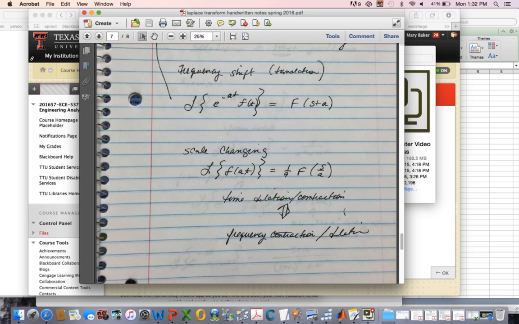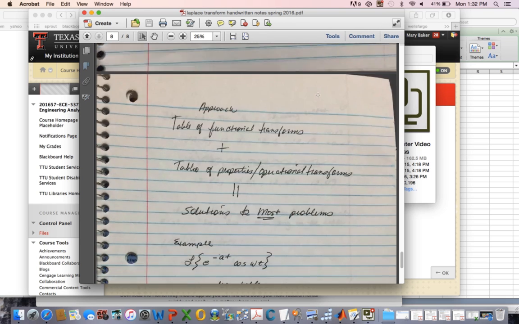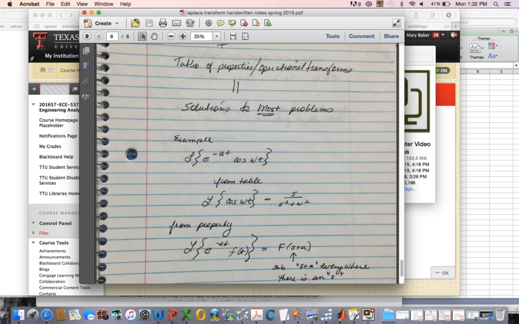Frequency shift is similar if you have multiplication in the time domain by e to the minus at. That corresponds to a shift in the Laplace domain by the value a. So we have this f of s plus a. So basically you would take the transform of whatever f of t was, and then to incorporate the fact that you had multiplication by e to the minus at, you just go into your result, and everywhere you have an s, you replace it with an s plus a. Okay, and we're going to skip over scaling.